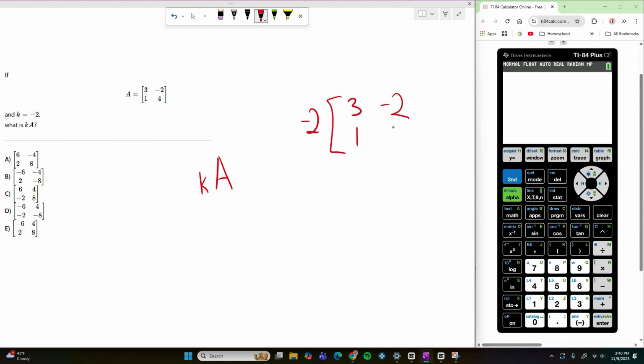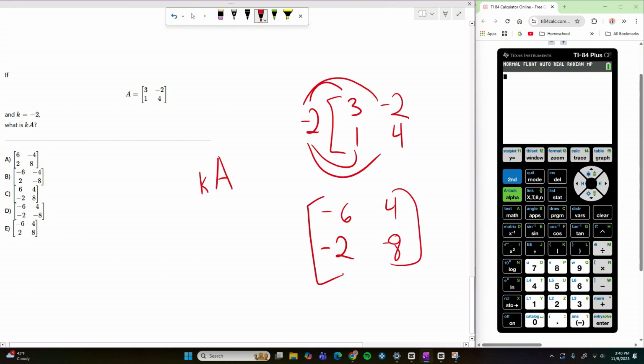And all you have to do is basically distribute negative 2 into each one of these numbers. So negative 2 times all of these things will give me negative 6, 4, negative 2, negative 8. And that's all you have to do. And that's honestly quicker than a calculator. So my answer should be D.